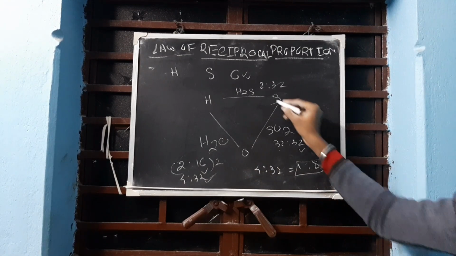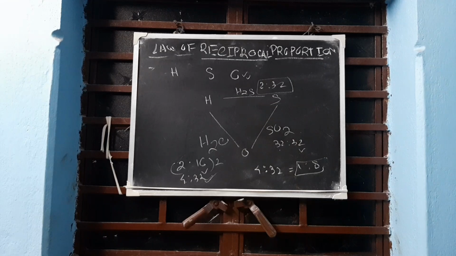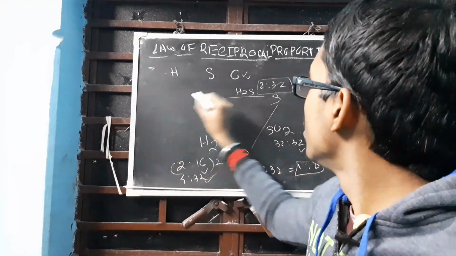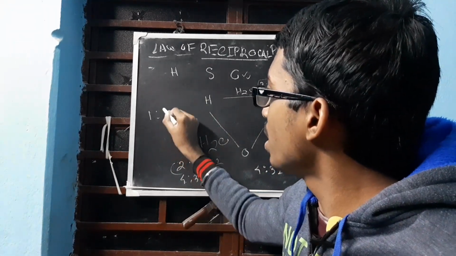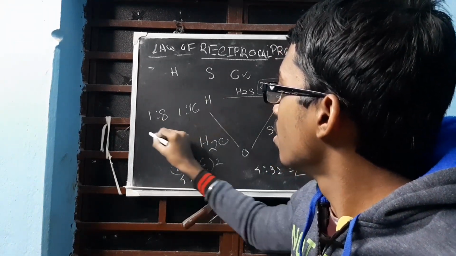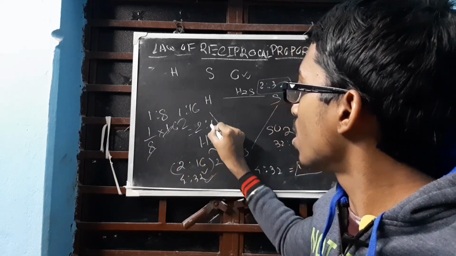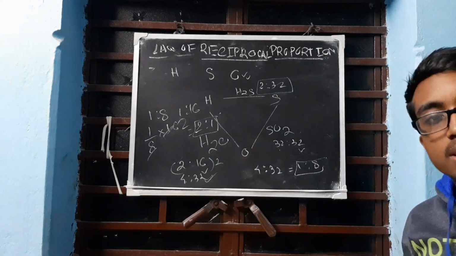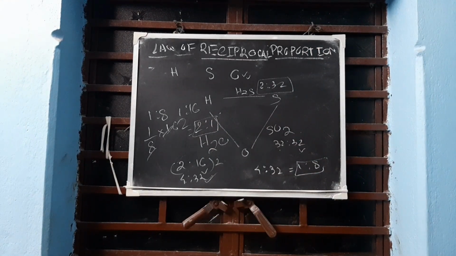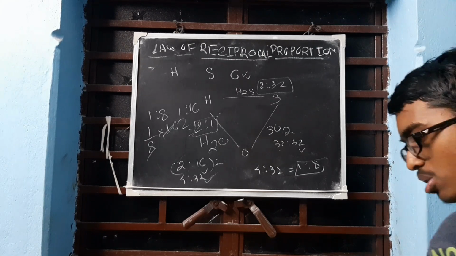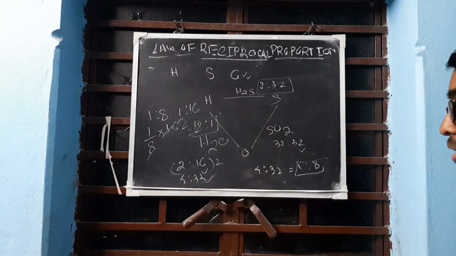So this ratio and this ratio must be a simple whole number ratio. Let's take it out. This is 1 is to 16. So 1 is to 8 and 1 is to 16. So 1 by 8 into 16, that is 2:1. Done. Simple number ratio. This is the law of reciprocal proportion. This was given by Richter. Later on, we have seen that it is true. No exceptions are there right now at this moment.